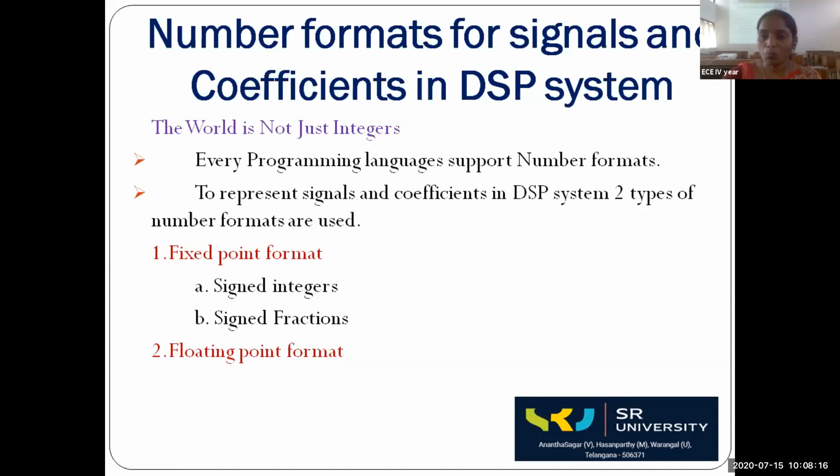So DSP supports 2 types of number formats: fixed point number format and floating point number format. And in fixed point format, there are 2 types, signed integers and signed fractions. If you consider any numbers, we have integer values as well as fractional values, right? You know integer value and you know fractional value.